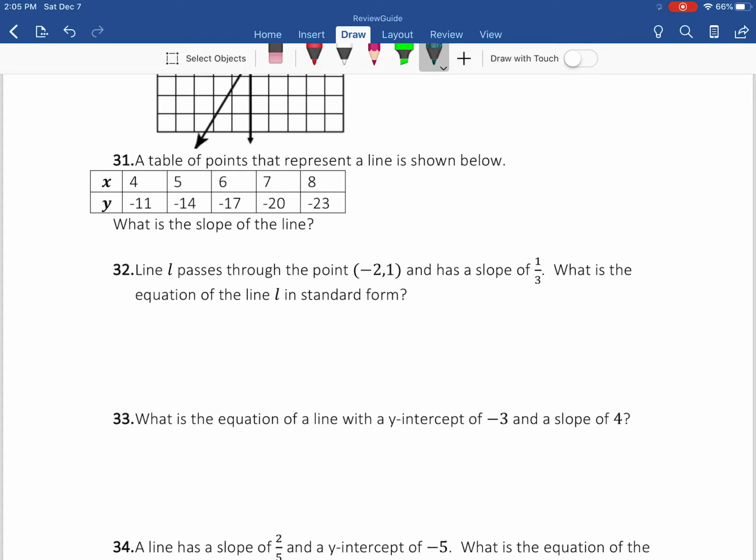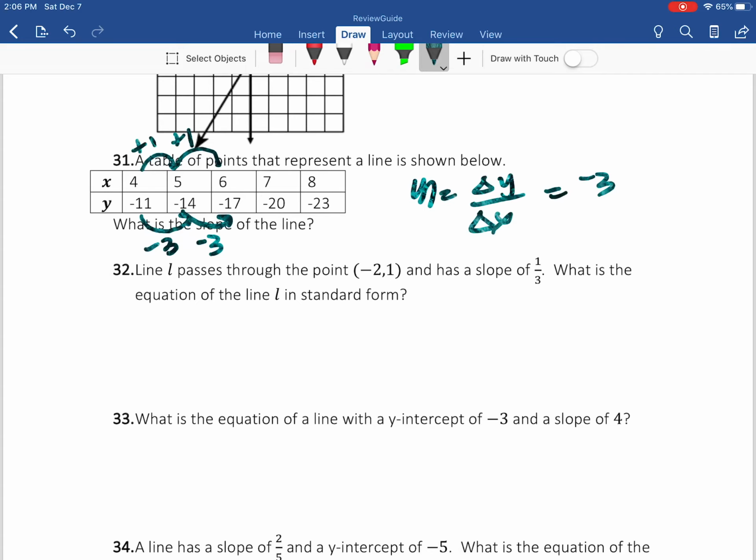A table of points represents the line shown below. Okay, you can do this 2 ways. You can use the stat plot, or we can just quite simply say, when I go from 4 to 5, I'm adding 1. 5 to 6, I'm adding 1. When I go from negative 11 to negative 14, I'm subtracting 3. When I go from negative 14 to negative 17, I'm also subtracting 3 more. So again, my slope is the change in y over the change in x, which gives me a slope of negative 3.